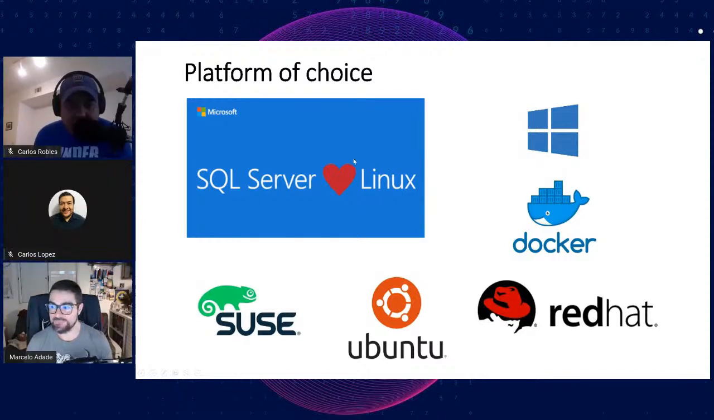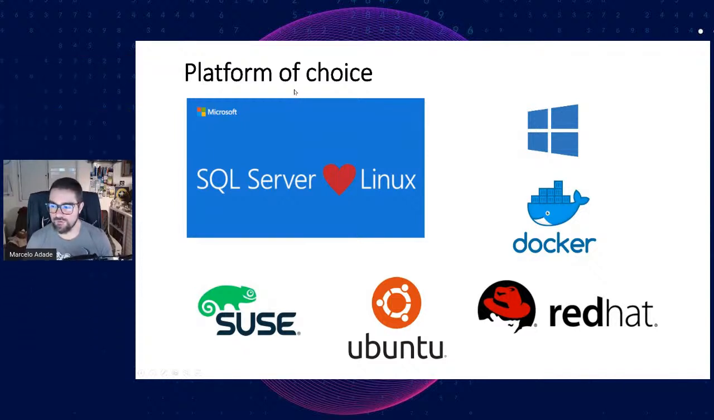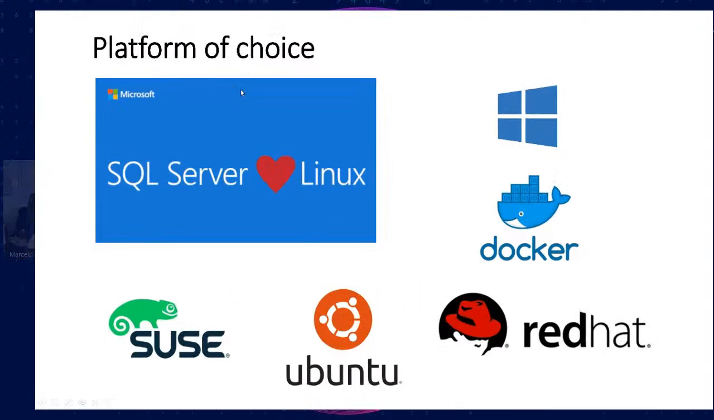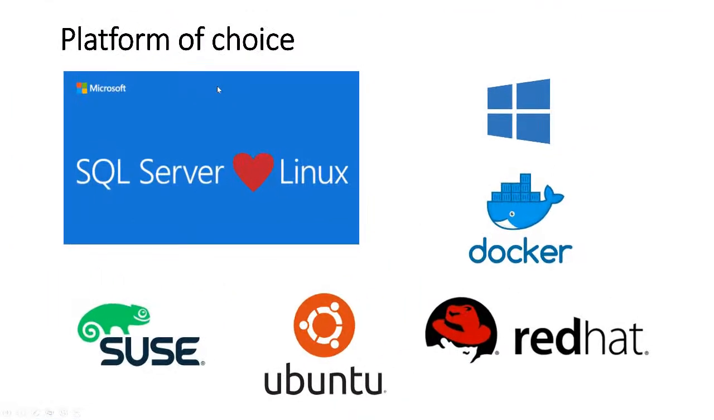But here you have something called platform of choice for SQL Server, meaning you can run it, even SQL Server 2017, on Linux. Three distributions are currently supported by Microsoft: Red Hat, Ubuntu, and SUSE. I like Red Hat, actually CentOS, but it depends. Microsoft is not going to tell you which distro is better or worse; they're all pretty much the same to them. You can also run SQL Server in Docker and Kubernetes.